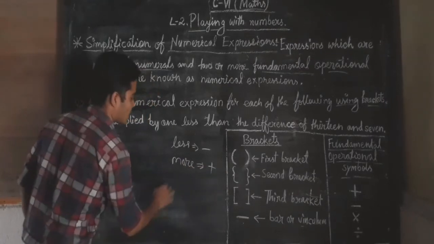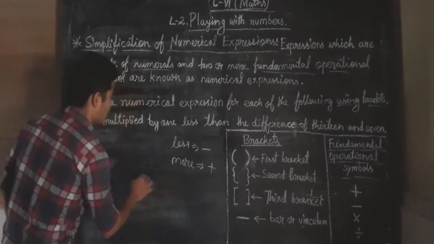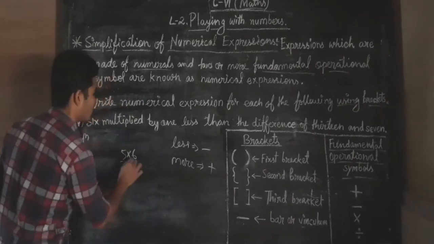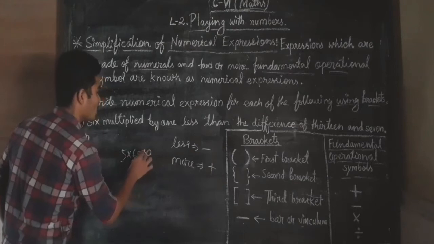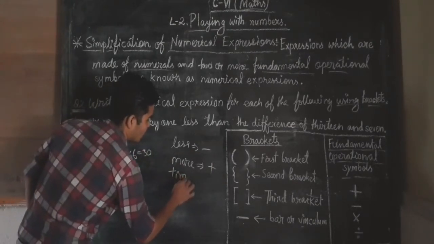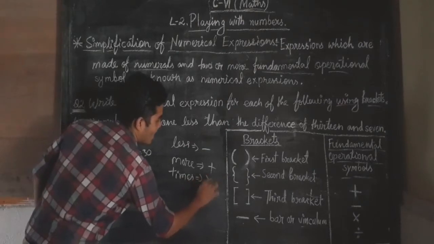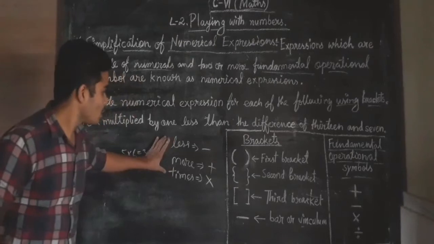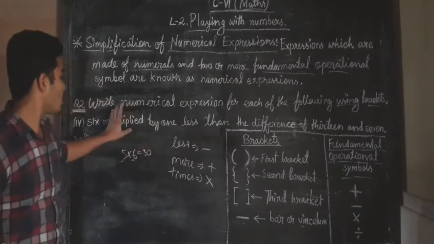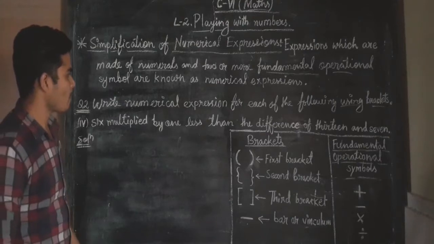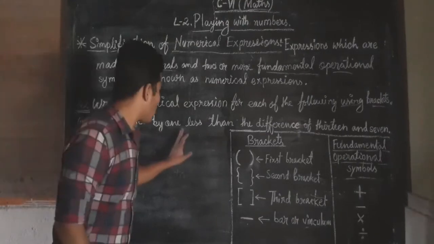addition. Sometimes we may be asked like that, 5 times 6. 5 times 6 is 30, yes or no? So times is used for multiplication. Sometimes you may get times, and it is used for multiplication. So you have to keep this in mind while you are writing a numerical expression.